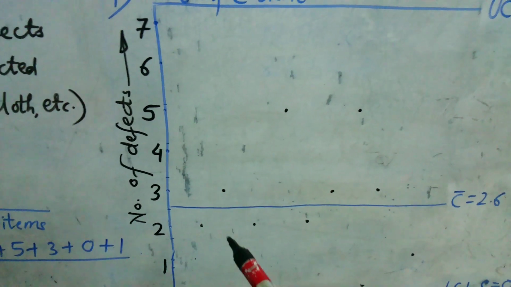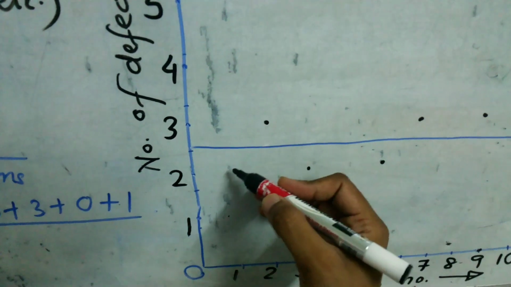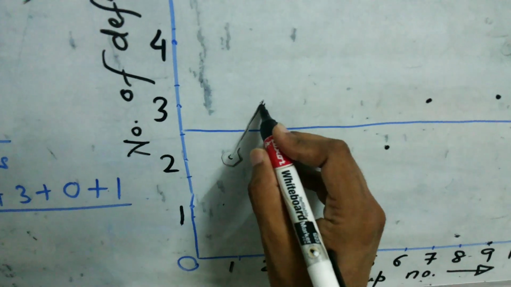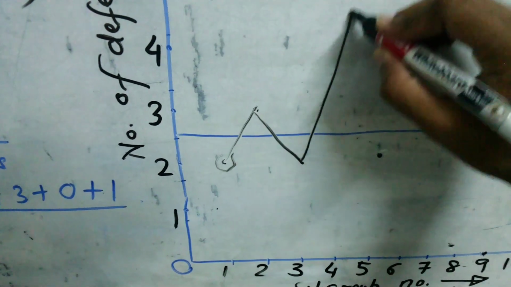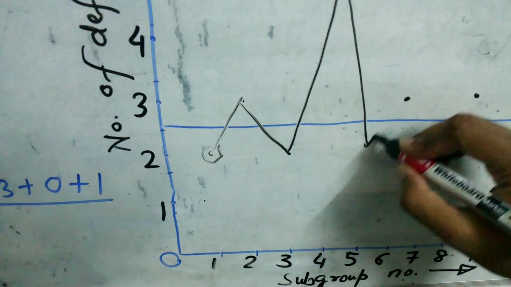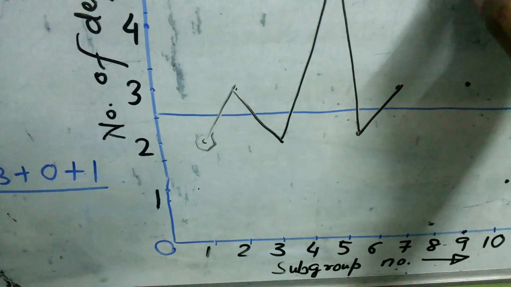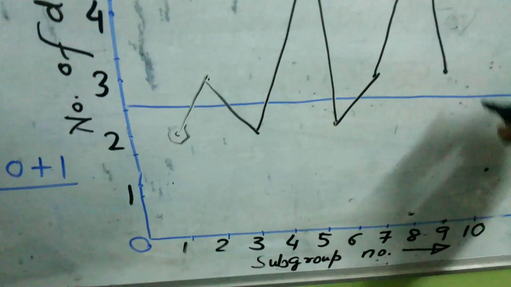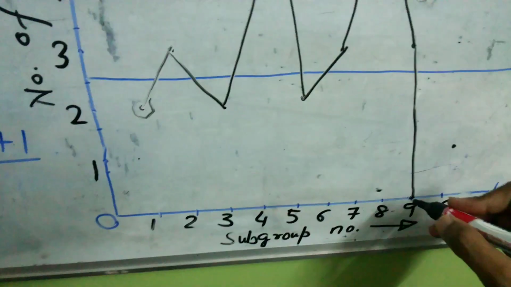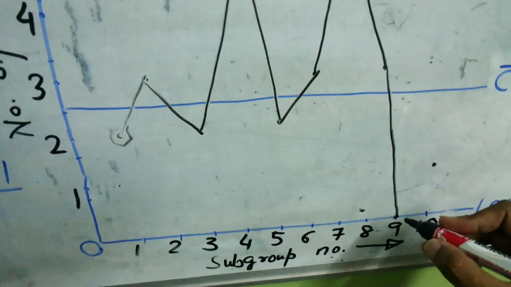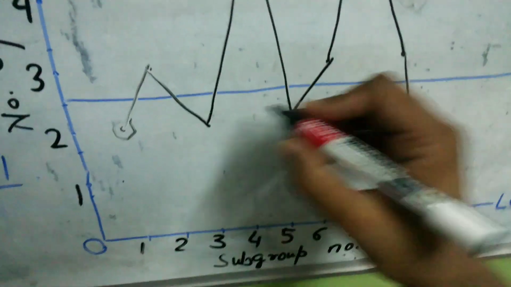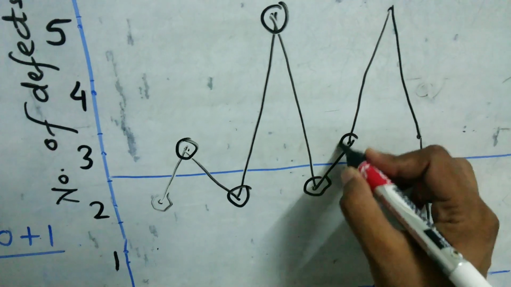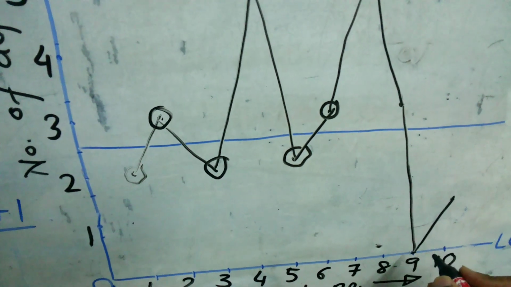These defect counts we need to plot, and after plotting we join them with a straight line. Here we are joining all the plotted points with straight lines. The 7th assembly has 5 defects. The 9th assembly has 0 defects. Here we can see the number of defects in the individual assemblies, joined with straight lines.